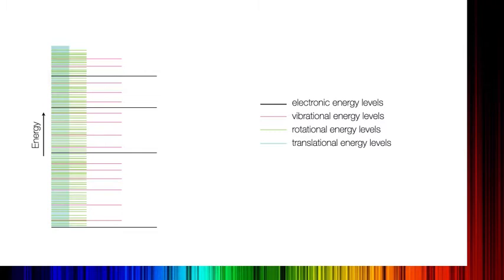If I'm having absorption of a photon, I'm moving up in energy. If I have emission of a photon, I am moving down in energy. And that is the basis of spectroscopy.